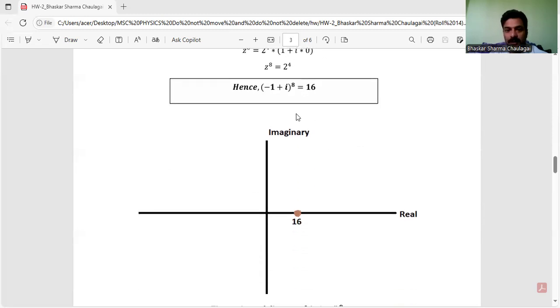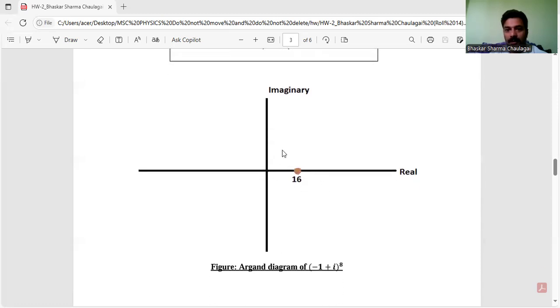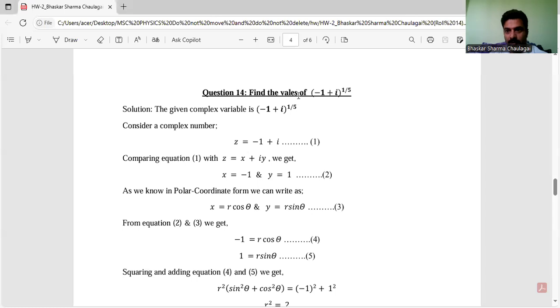Now we plot this given value in an Argand diagram where we can locate our result in this way. So the second question is (-1 + i)^(1/5). As we can see here, in the previous question we had the power of 8, but here we have the power in the form of 1 divided by 5. So we'll do the same process.